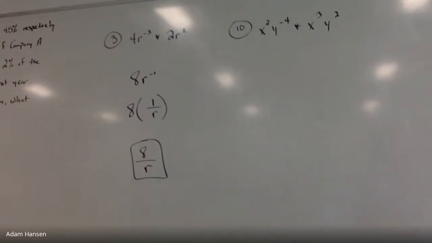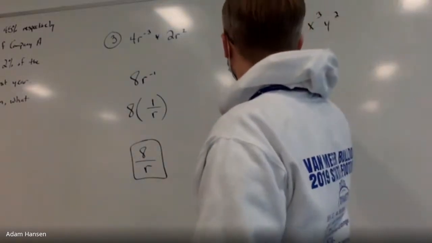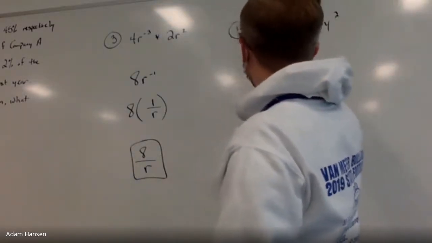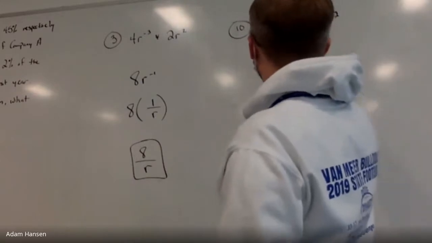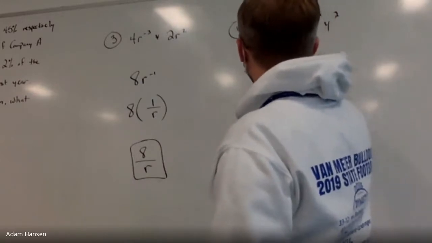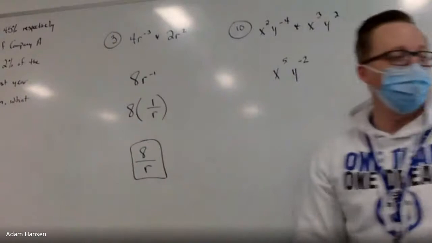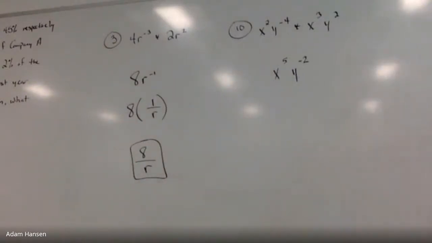So what's x squared times x to the third? Okay, got that put together. Do the same thing with the y's. Y to the negative fourth times y to the second is y to the negative 2, because negative 4 plus 2 is negative 2. Are we done? No. Why not?